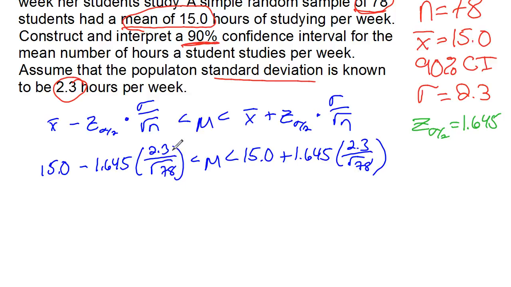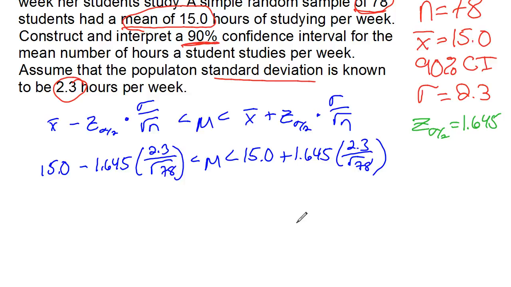So that's what you're going to round your final values to. So my suggestion is find your margin of error right here. Round it to 1 decimal place. Don't do any rounding with this calculation in here. Once you get this value, you can round it to 1 decimal place. So I would do the 1.645 times the 2.3 divided by the square root of 78 and round it to 1 decimal place.